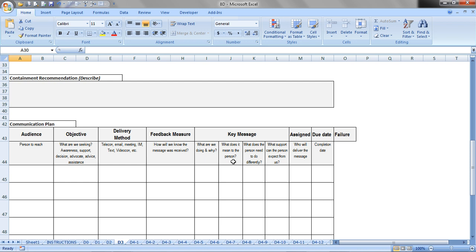And then the key message is, what are we doing and why? What does it mean to the person we're communicating to? What does the person need to do differently, if anything? What support can the person expect from us? And then who's that assigned to, and the due date? And I would say this doesn't take long to construct, but it is extremely important that it be done, so that everybody knows what everybody else is doing.